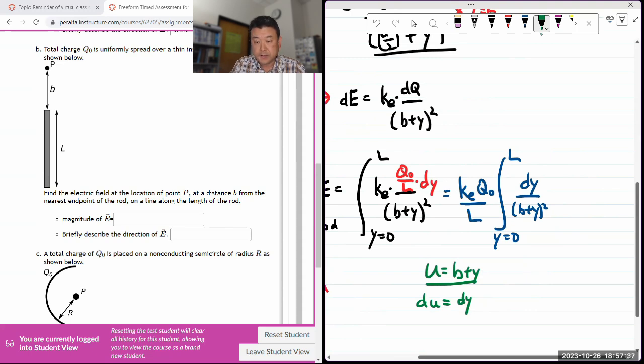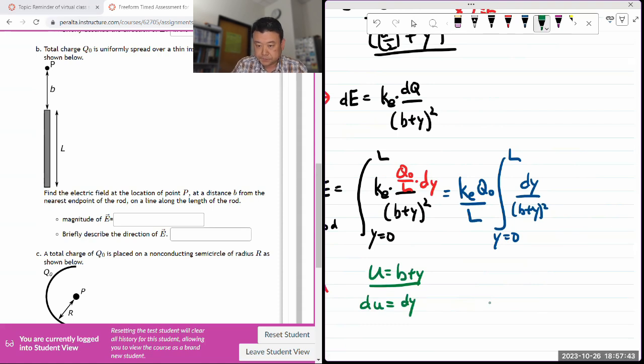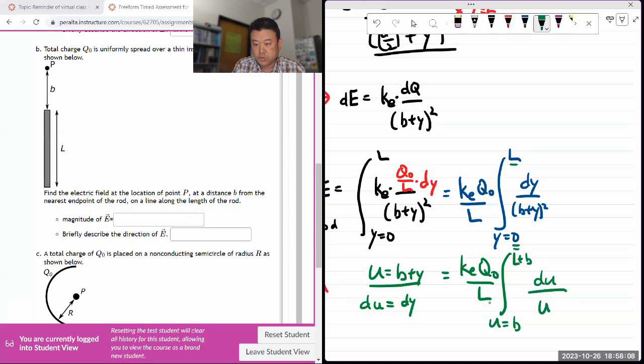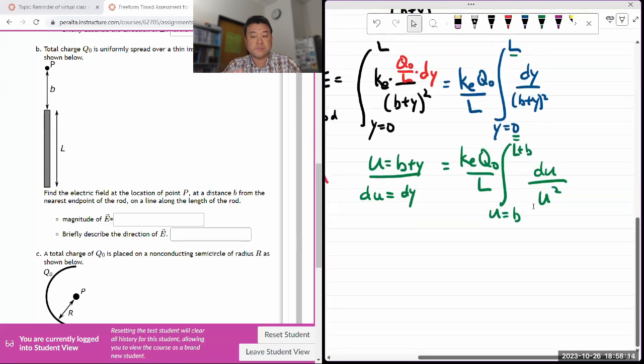You can just say, so let me actually change the line here. So you can say k q naught over L. And with the u substitution, the thing you have to remember to do is remember to change your limits. So as I change my variable to u, I have to plug in what y is and change the limits from b to L plus b, and dy will just become du over u squared.